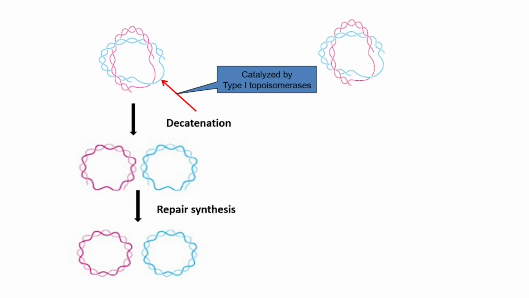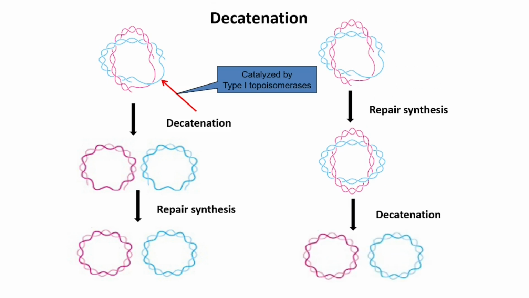Alternatively, the two incompletely formed daughter duplexes can undergo repair synthesis first so as to yield two completely formed daughter duplexes interlinked to each other. This would be followed by decatenation, where a double-stranded nick would be required, and this can be brought about by type 2 topoisomerases.